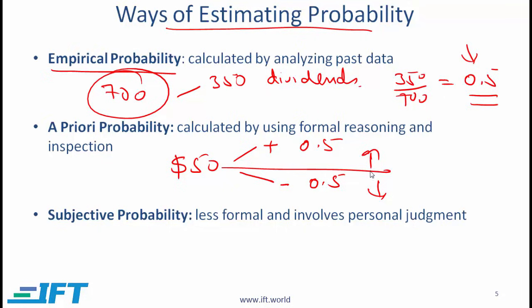Now this is based on reasoning. The reasoning might not be correct, but at least there is an attempt at some formal reasoning. Probability arrived at using this method is called a priori probability.